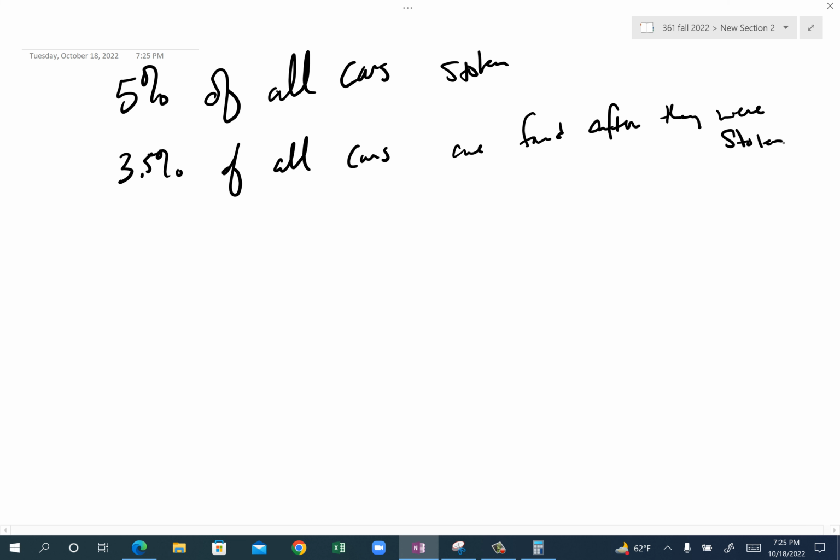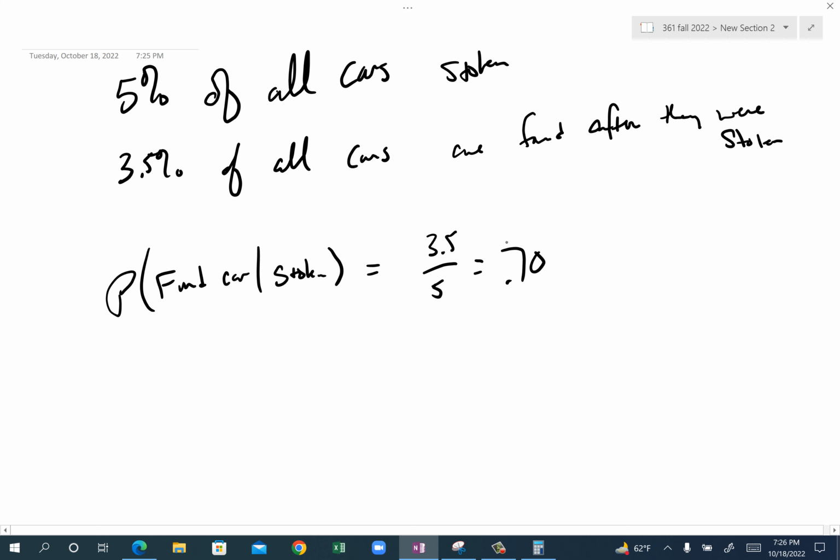What's the probability the police solves your case? In other words, what's the probability that they find your car, given that it was stolen? Again, they're not really looking for your car if it wasn't stolen. That's kind of ridiculous. And so there'd be 3.5% out of 5%, which is 70%. In other words, the cops only find 70% of these cars after they're stolen. Why aren't they looking for your car? Because it wasn't stolen, silly goose. They're only looking for stolen vehicles.